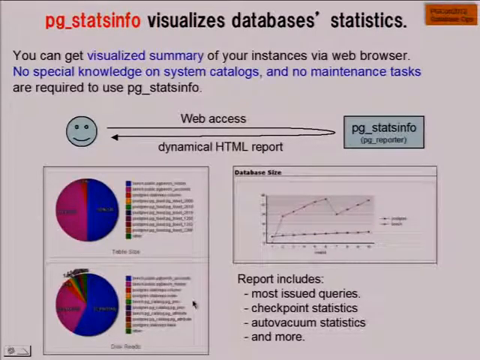This is a screenshot of the report. This is a pie chart of table sizes per table. And this is disk usage per table. And this is a time series of the database sizes. The report includes more useful information, such as most issued queries from pg_stat_statements, checkpoint statistics from the server logs, and autovacuum statistics from the server logs also.